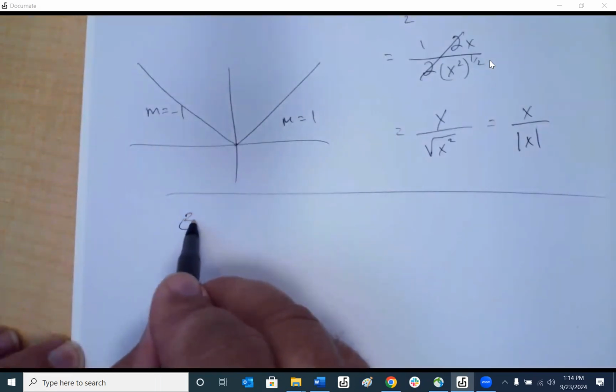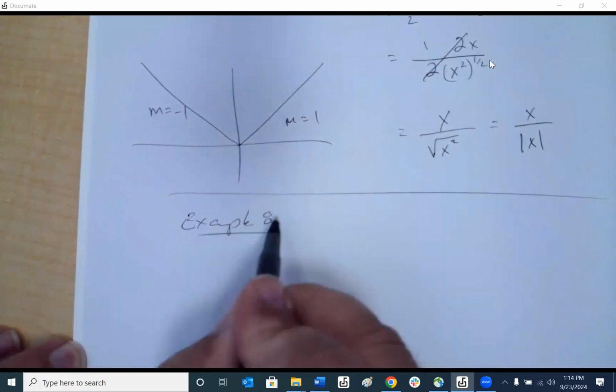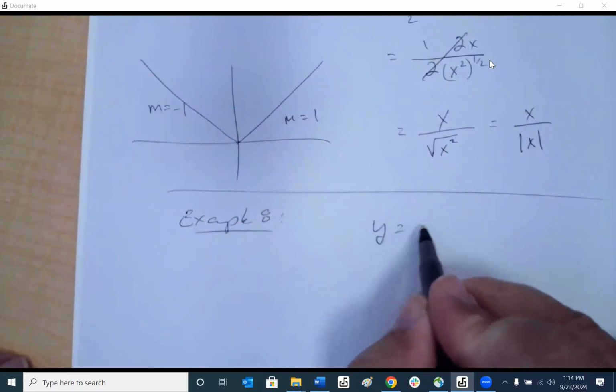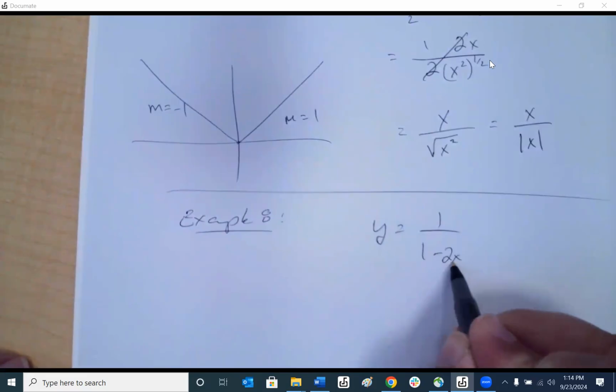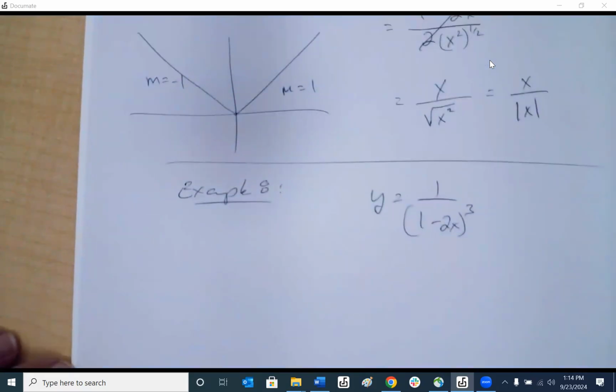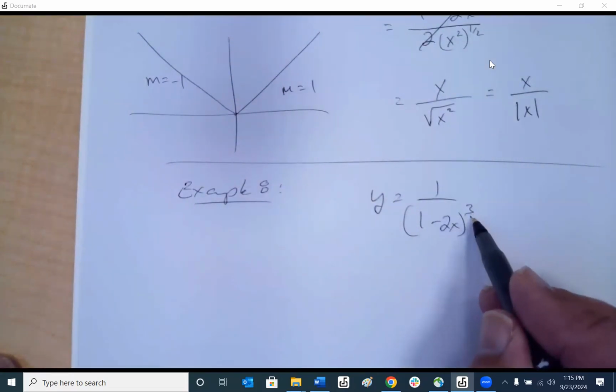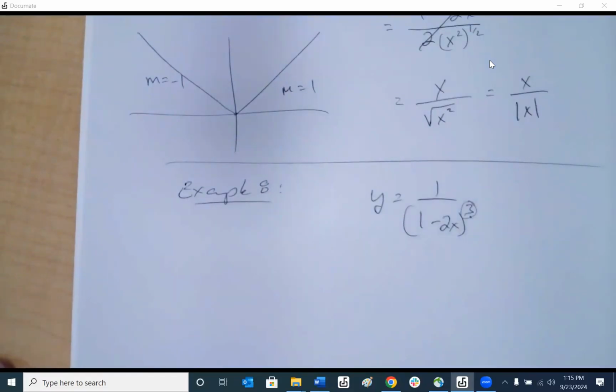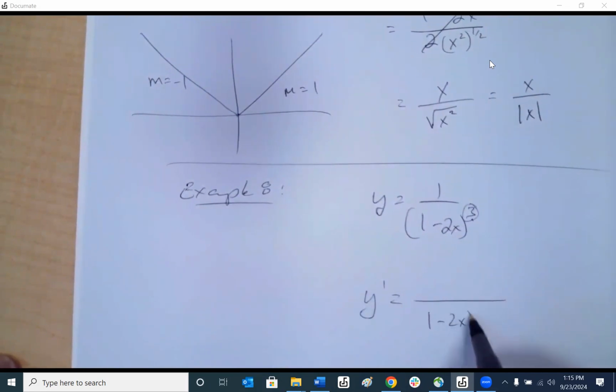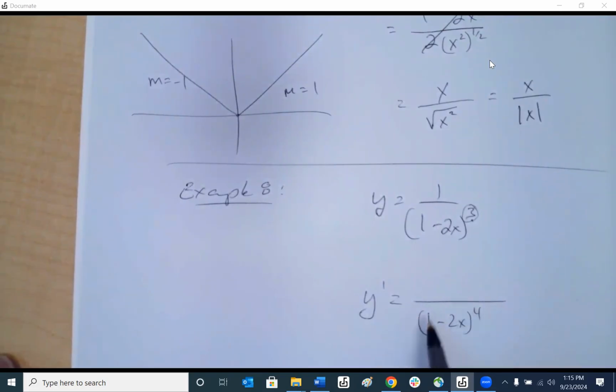Now, for example 8, it says show that the slope of every line tangent to this curve is positive. Well, it's pretty easy because when we take the derivative of this, the odd exponent on the bottom is going to become 4. So that means this could never be negative.